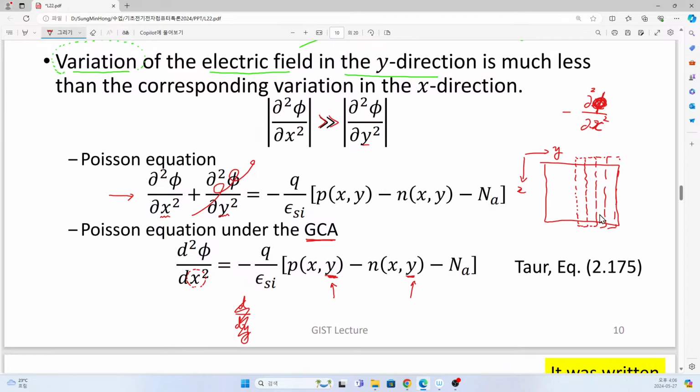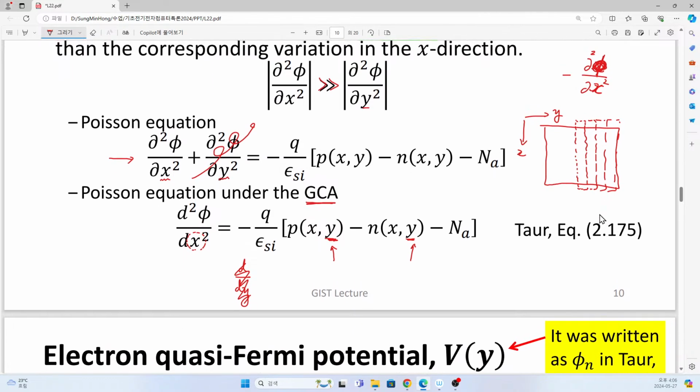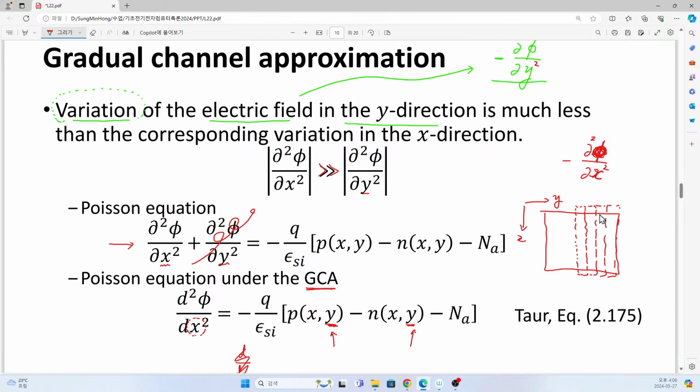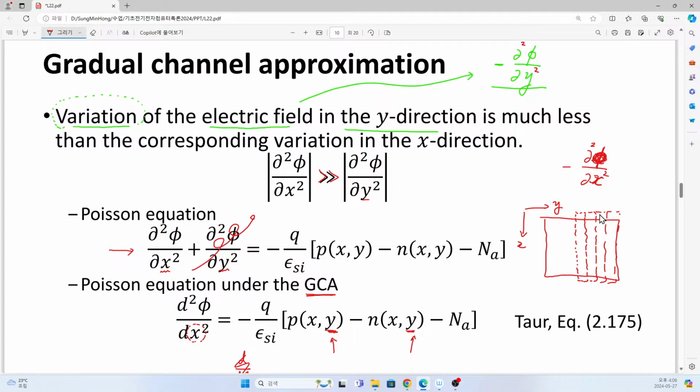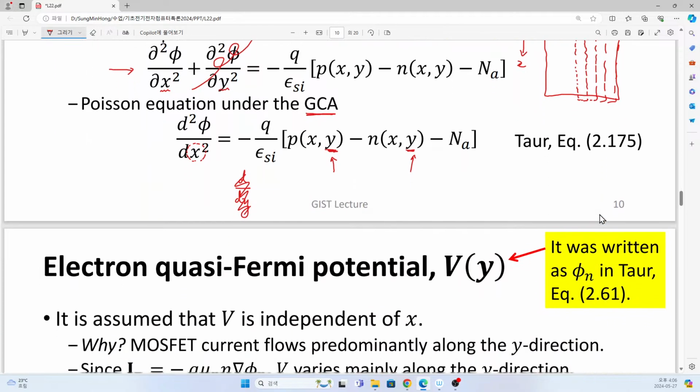Of course, you can ask me about the validity of the gradual channel approximation. It is not applicable to every case, but in many cases, we can use this one.